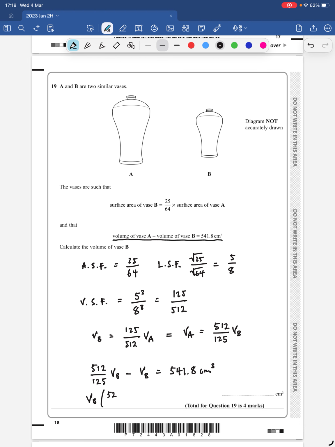512 over 125 minus 1, because I factored out the VB, equals 541.8 centimeters cubed, and then VB equals 541.8 over, and then I'm going to put this in my calculator, minus 1.